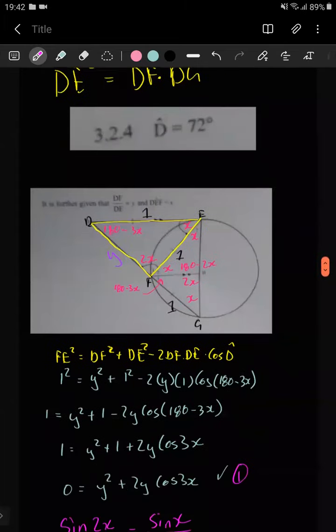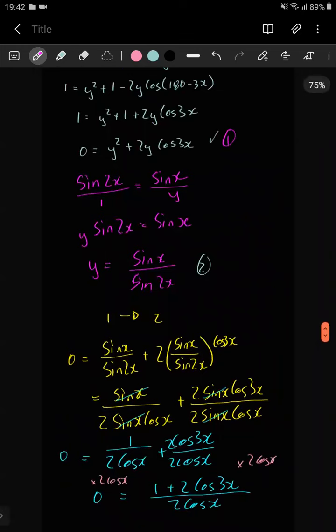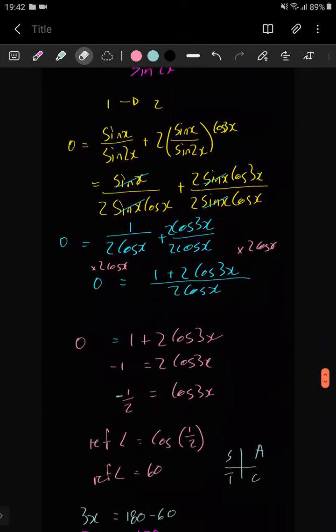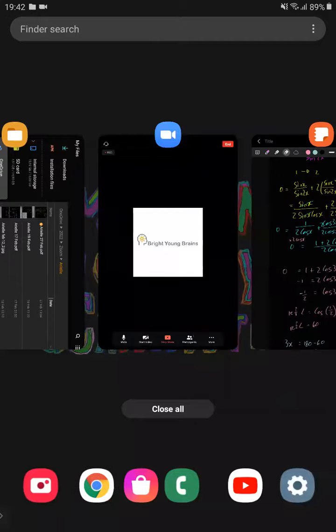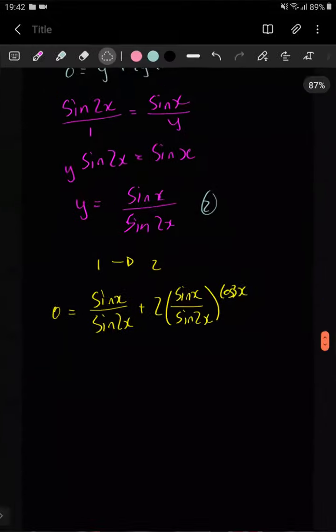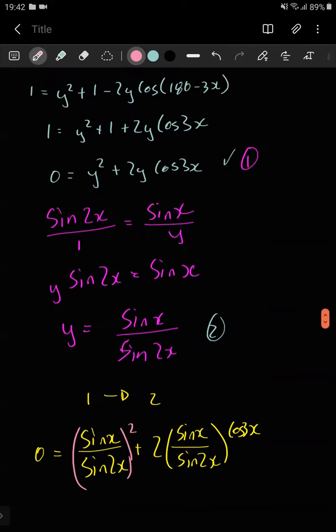I flopped, man. I flopped. Oh, the square. I forgot the square. This sucks. Anyways, so I actually carried on and had made a mistake. Forgot to square here. But anyways, let's carry on now.